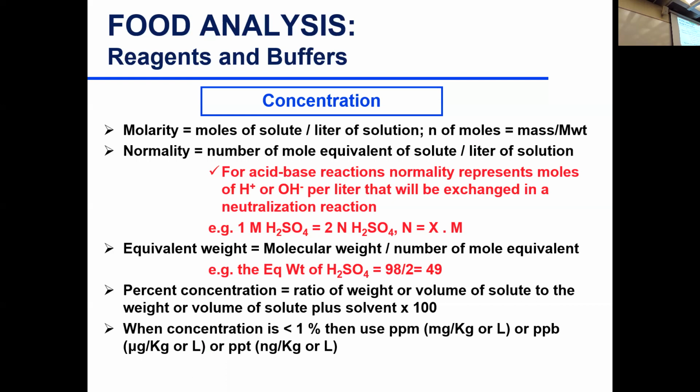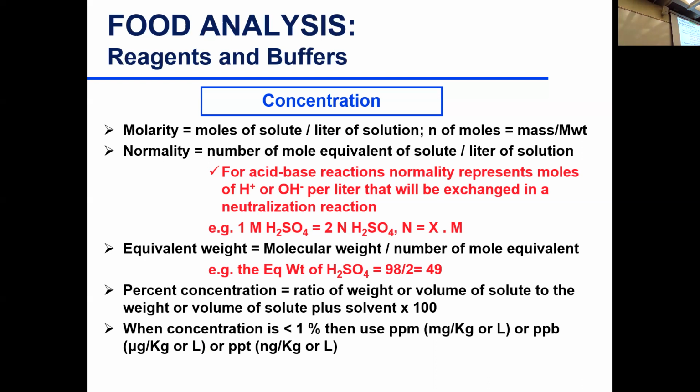HCl, for example, has 1 proton, 1 H plus. So normality equals molarity. You have 1 OH. Calcium hydroxide: normality equals twice molarity because you have 2 hydroxyl. These are just examples. Equivalent weight is important and will come back to us when we cover the titratable acidity chapter later on.